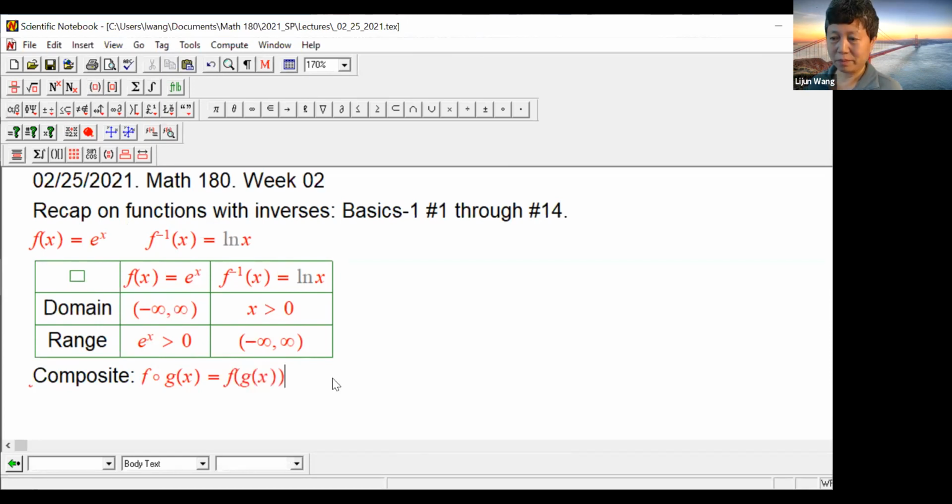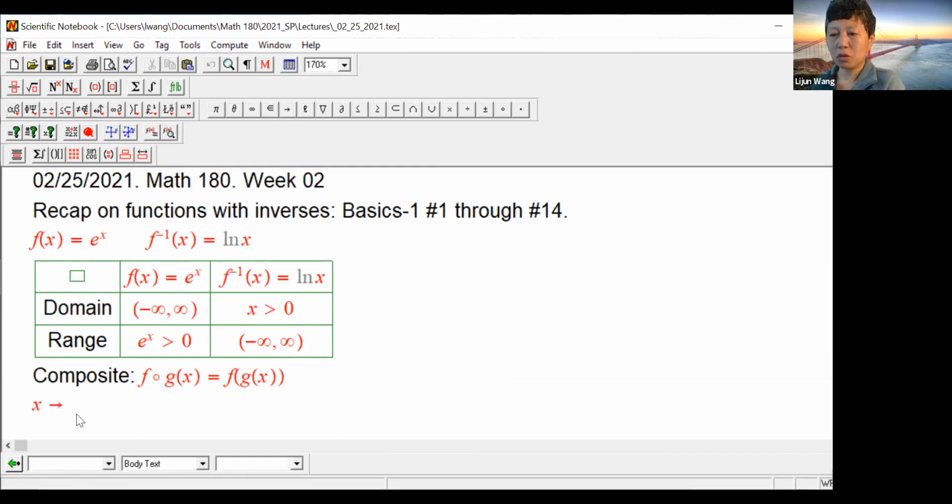What does it mean? We know that a function is a rule, right? So we go back to the definition of function again. A function is a rule. It assigns each element in the domain exactly one element in the range.